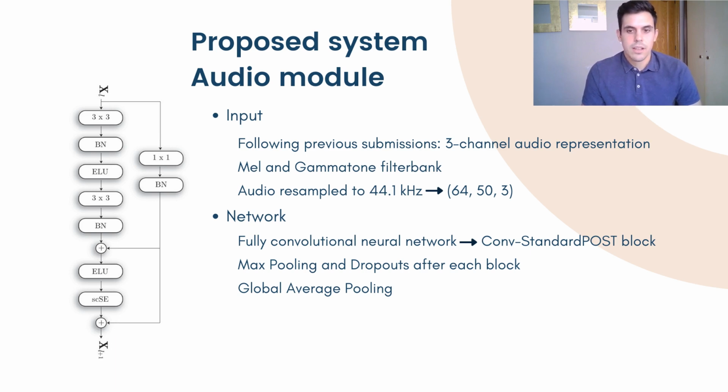As in previous editions, the prediction has to be done for each second of the audio. The input to the network corresponds to a spectrogram of 64x53x3 shape. The network is composed of standard blocks. These blocks correspond to the residual blocks incorporating squeeze-excitation techniques. These models were proposed by this team. After each block, dropout and max pooling layers are implemented to prevent overfitting and reduce the dimensionality of the input as the number of filters increases. Before the classification layer, a global average pooling layer is implemented.